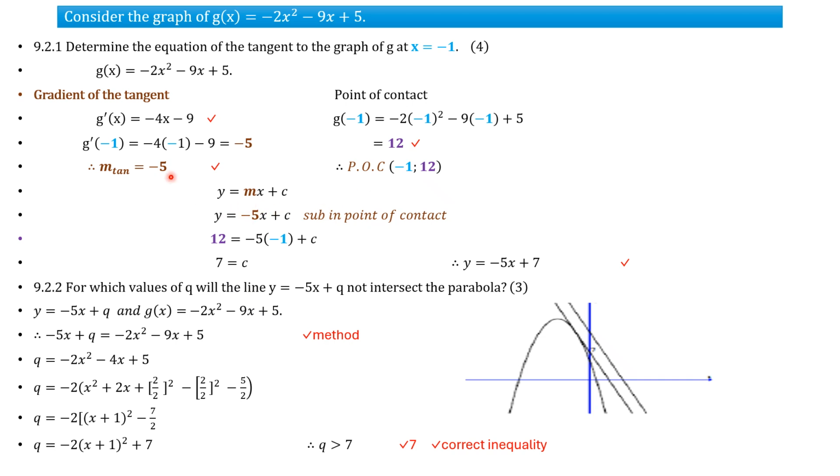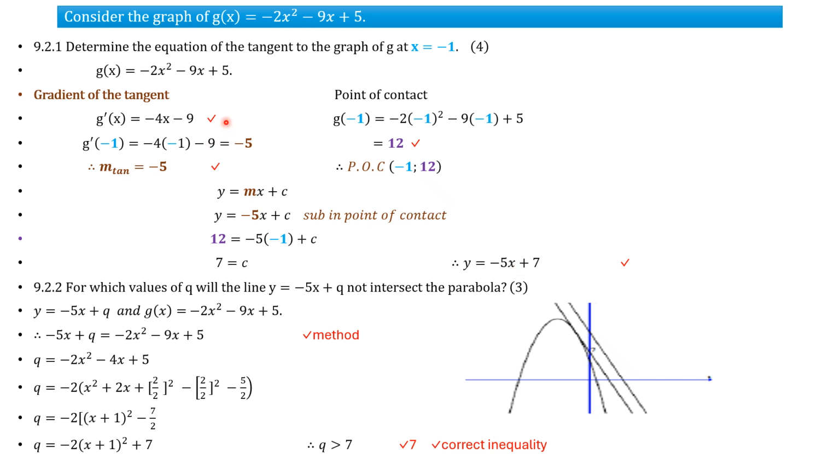But point of contact is (-1, 12). Now, y equals mx plus c. So my gradient is negative 5. Now we substitute in my point of contact, which is -1 and 12. So x is -1 while y is 12. Minus 5 times negative 1 would become positive 5. If I take it over, 12 minus 5 would give me 7. So c equals 7. So my equation is y equals -5x plus 7.